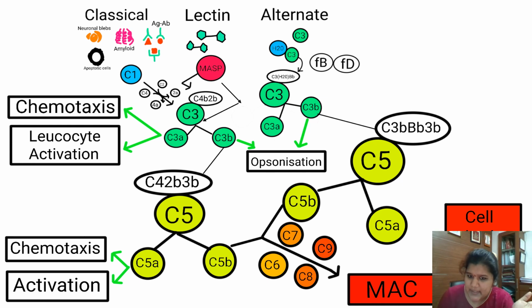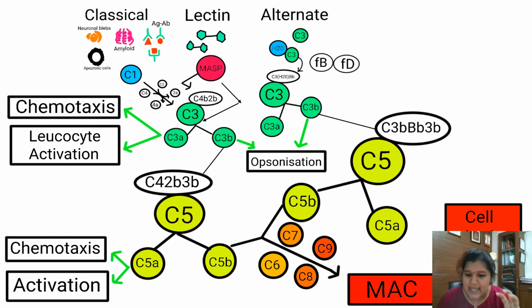C3B proceeds for opsonization and forming another C5 convertase made up of C3B, factor B and 3B. So two compounds of C3B and factor B combine to form another C5 convertase. This C5 convertase also breaks C5 into C5A and C5B. C5A proceeds for chemotaxis and WBC activation, and C5B combines with C6, C7, C8 and C9 to form the MAC.